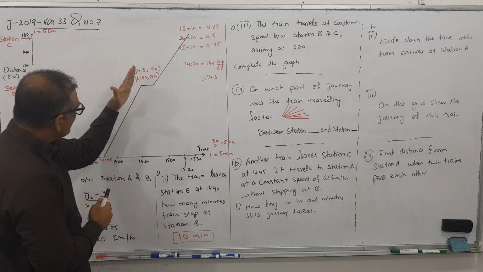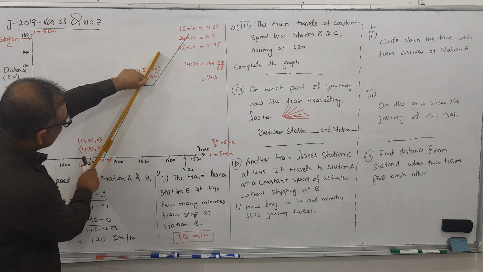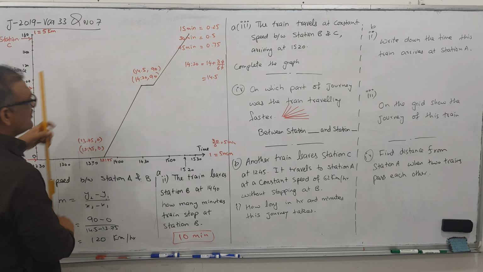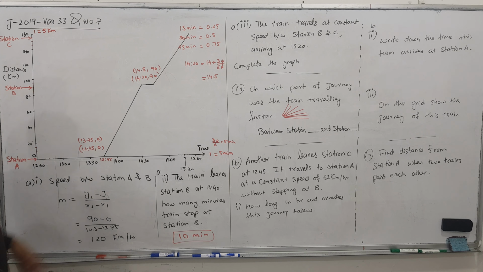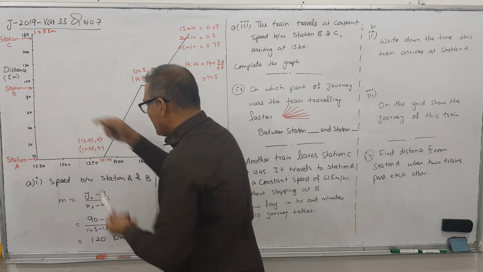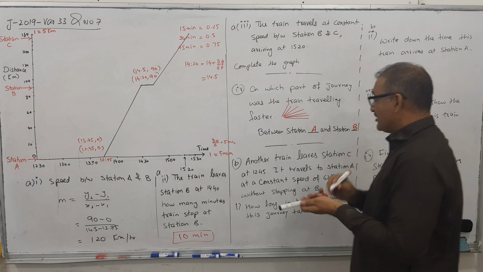I can see this is more steep, this is less steep. I can show you even here. This is the steepness, okay, and this is less steep. This is more steep. So I can say that this is faster, this is slower. So the section between station A and station B is our answer.